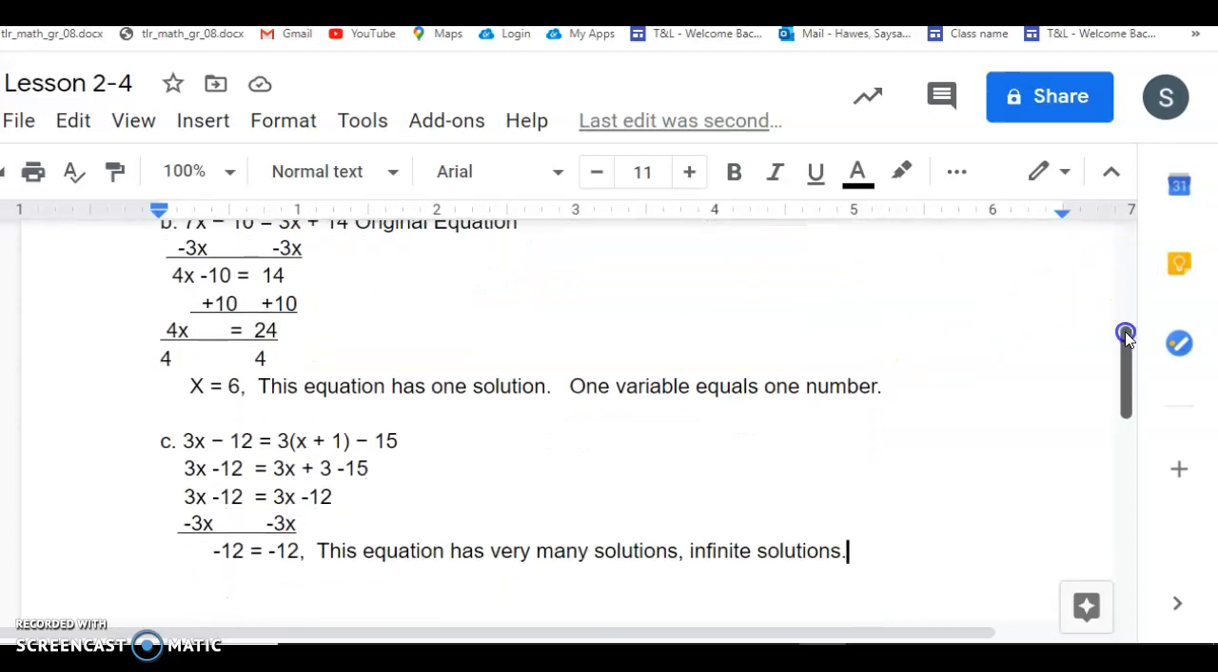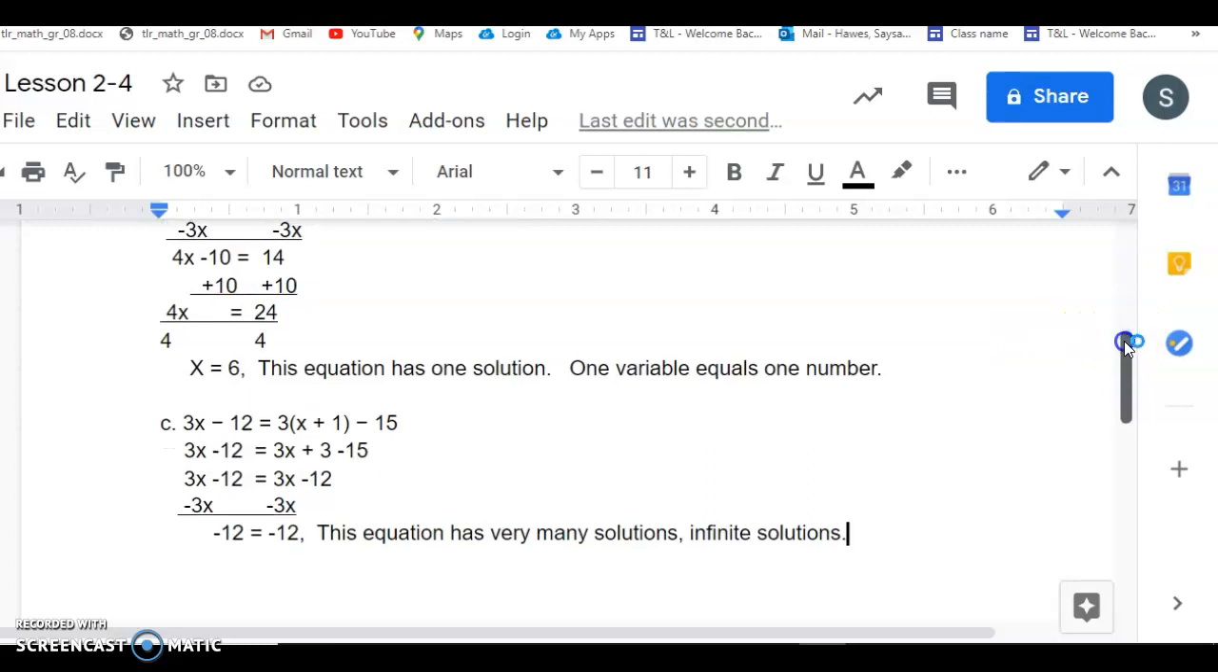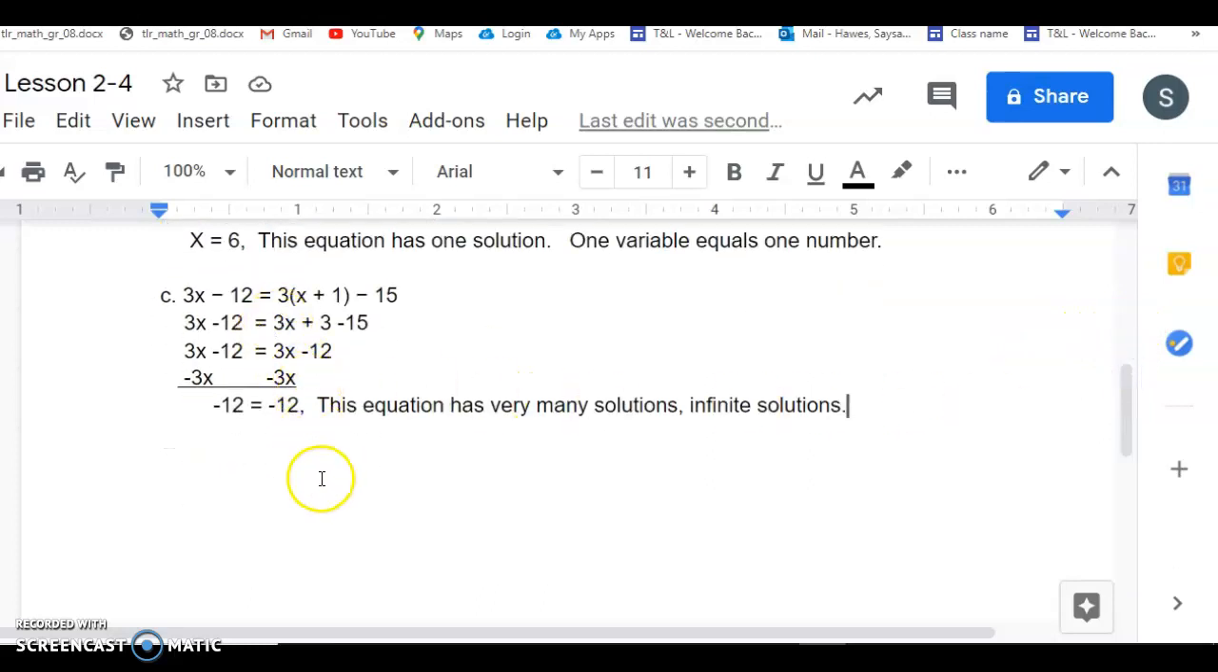And then on B you have x equals 6, which on the left is x, a variable, and on the right is a number. When you have one variable and one number, that means you have only one solution for that equation. So now on C is an example where two numbers came out equal, like on the left is negative 12, on the right is negative 12. So you have negative 12 equals negative 12. That means this equation has very many solutions, or another word, infinite solutions.